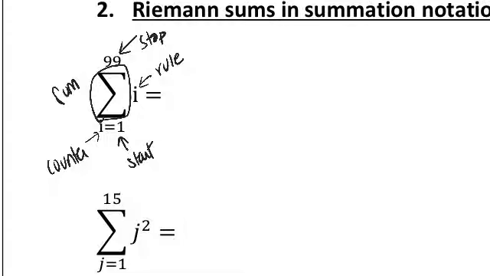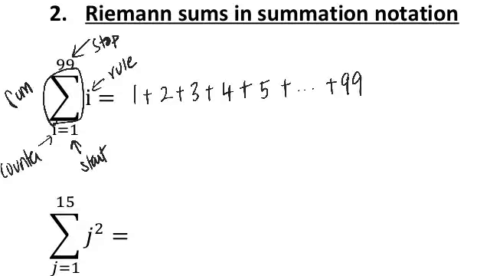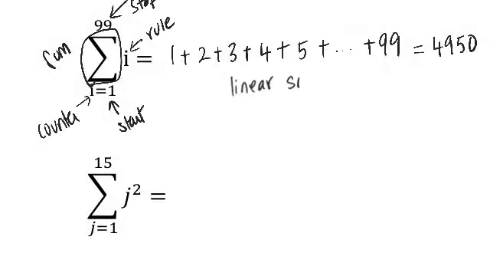We can also expand this, right? So you start at the starting value of the counter, and then you keep stepping the counter up using the rule, and you stop at the ending value or the stop value of the counter. So this is called the expanded notation. And then we can actually go ahead and add these numbers up, and that would be to evaluate. If you were asked to evaluate that series or that sum, it would come out to be 4,950. This one, by the way, is called the linear series because the rule is a line. Okay, this one, j squared, right?